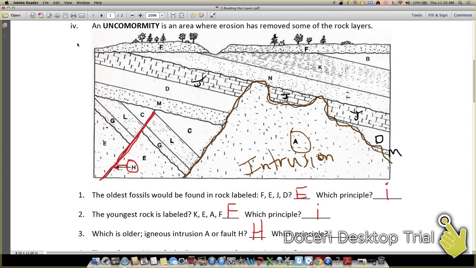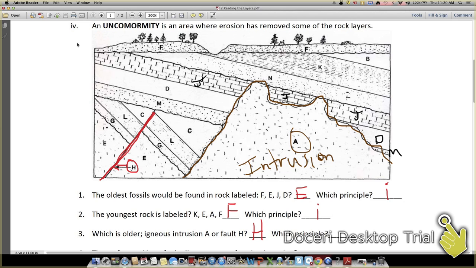Exactly. Notice that your fault only breaks E, G, L, and C. So does A. A affects E, G, L, C, but A also affects M, D, and J, which means that M, D, and J were there for A to affect. Do you think M, D, and J were there for H to affect? No, they were not there, so therefore H is older. What principle was that for you all, Drew?